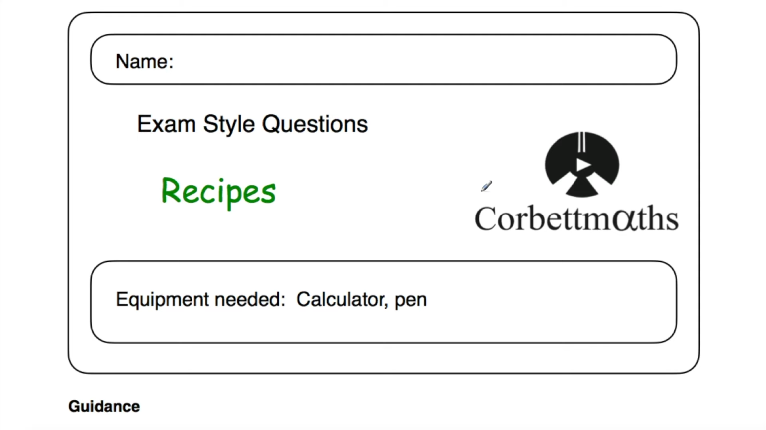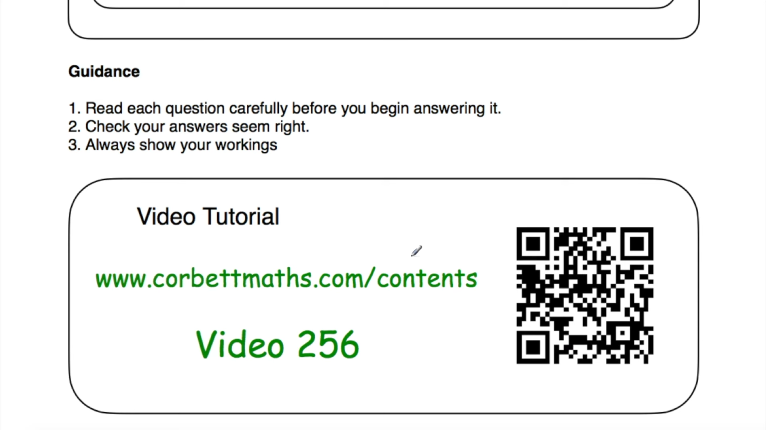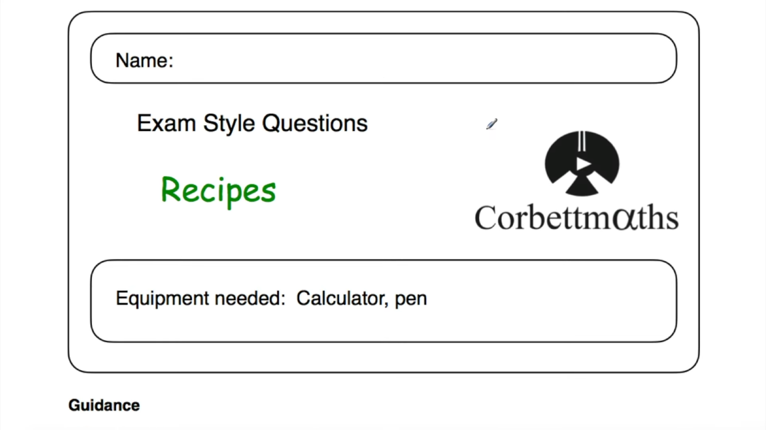So in this video, I've looked at the video solutions to the recipes practice questions. If you need any extra help on recipes, go to the videos and worksheets section on the website and scroll down to video number 256. Alternatively, you can scan this QR code. But in this video, we're focused on the video solutions to the practice questions.